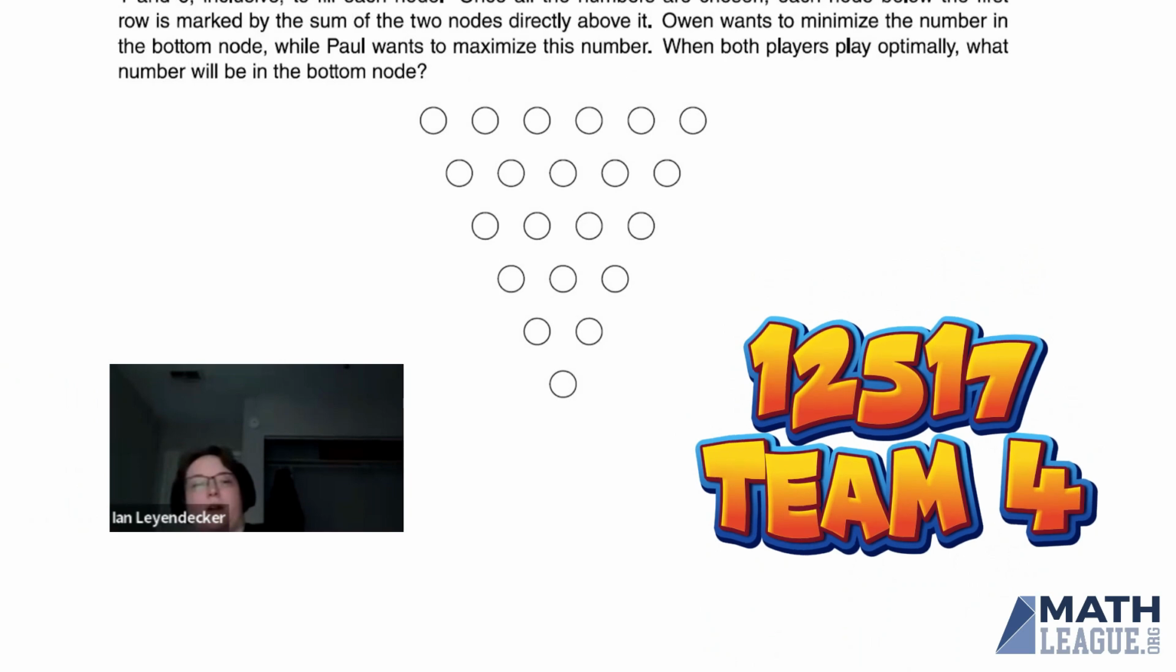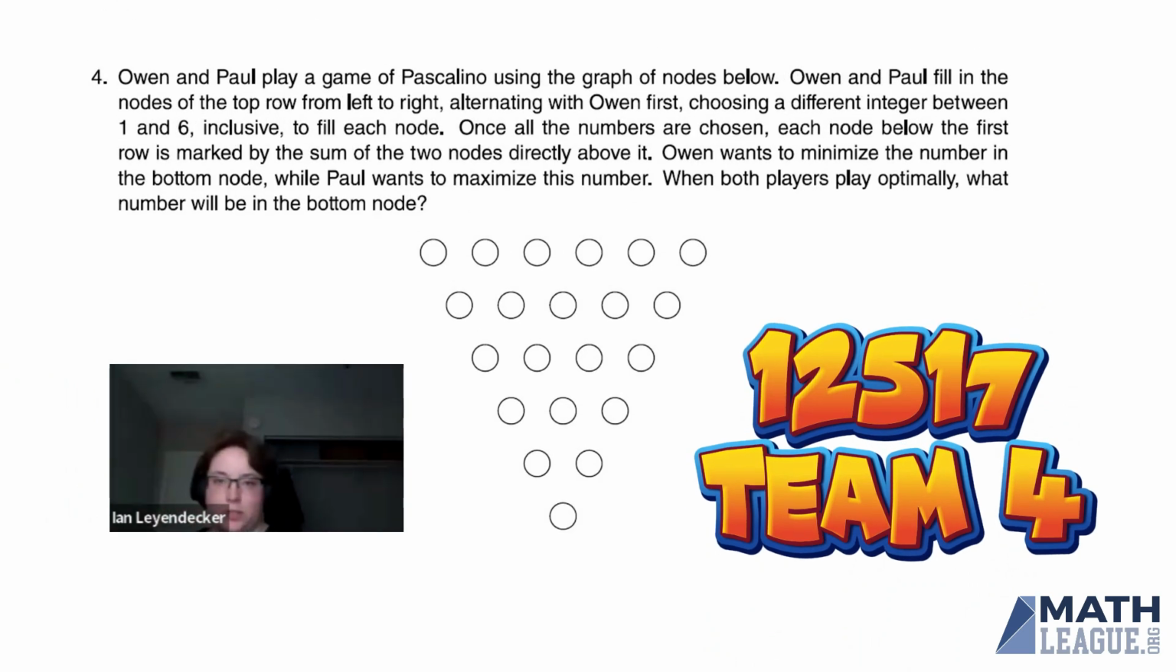Now, let's talk about number 4. Owen and Paul play a game of Pascalino using the graph nodes below. Owen and Paul fill in the nodes of the top row from left to right, alternating with Owen first, then Paul, choosing a different integer between 1 and 6 inclusive to fill each node.